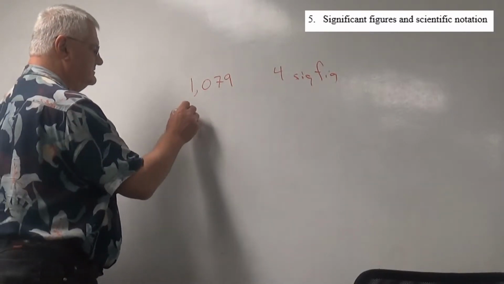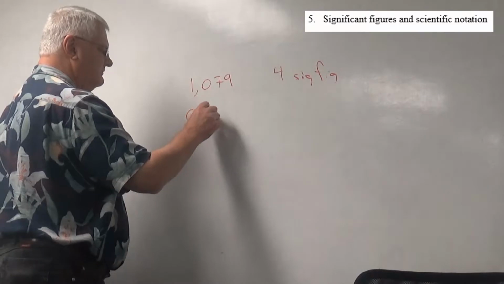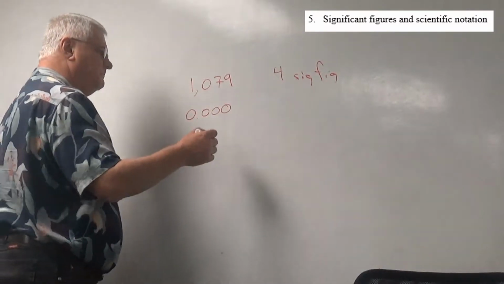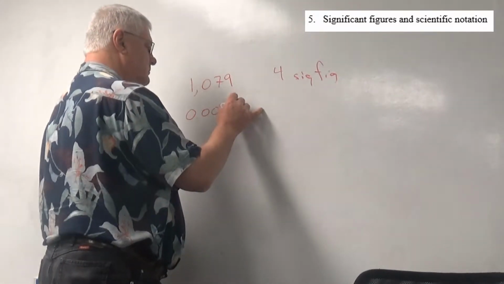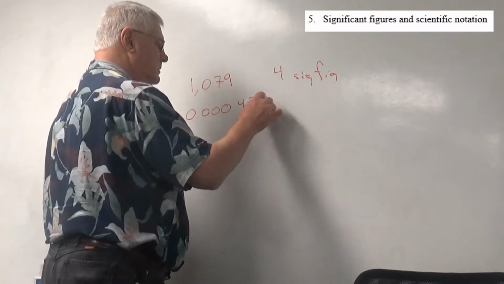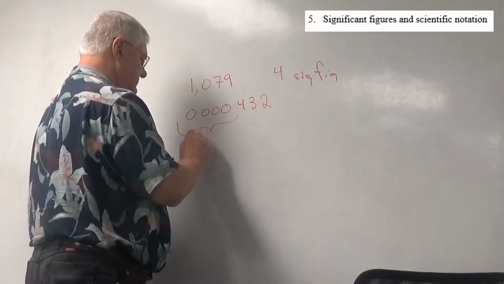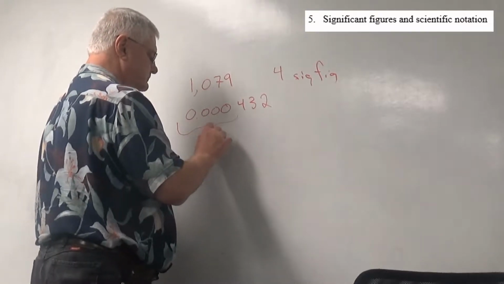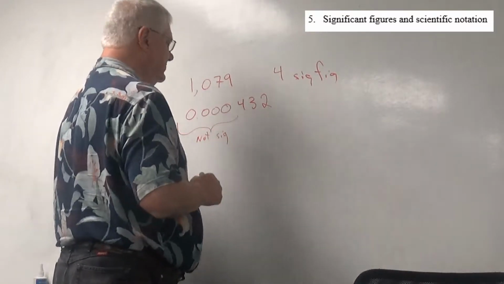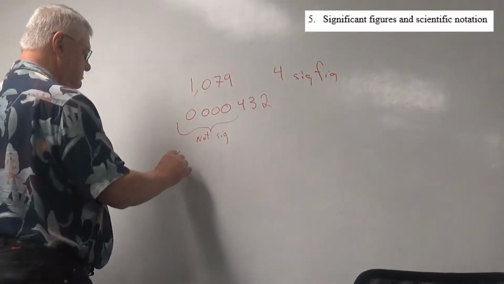If you have zeros to the left of a decimal fraction, these are not significant. And the reason is they're placeholders.